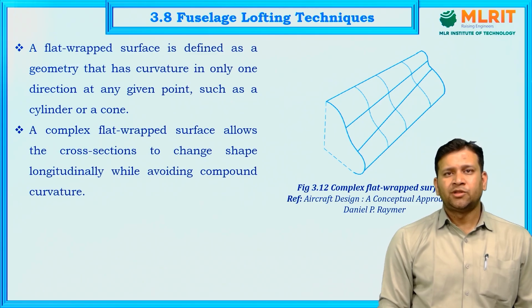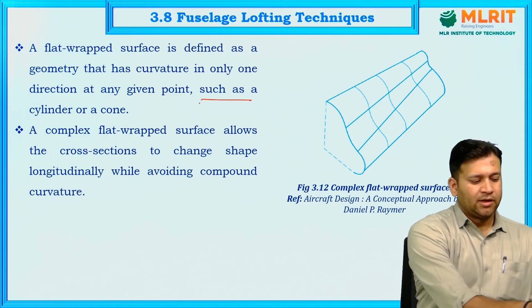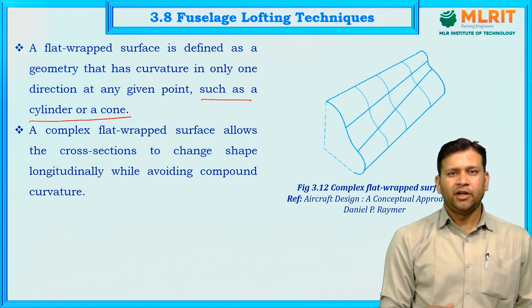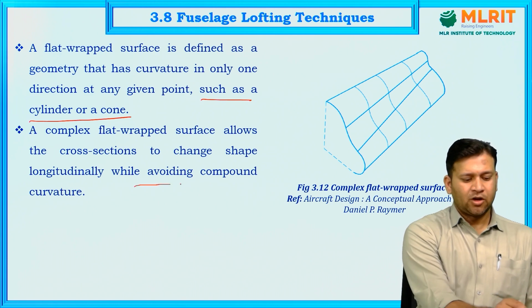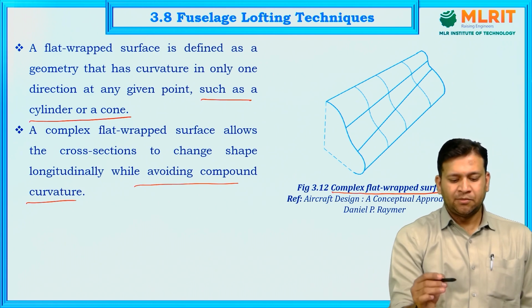A flat wrapped surface is defined as a geometry that has curvature in only one direction at any given point, such as a cylinder or a cone. A complex flat wrapped surface allows the cross sections to change shape longitudinally while avoiding compound curvature. This is an example of a complex flat wrapped surface.